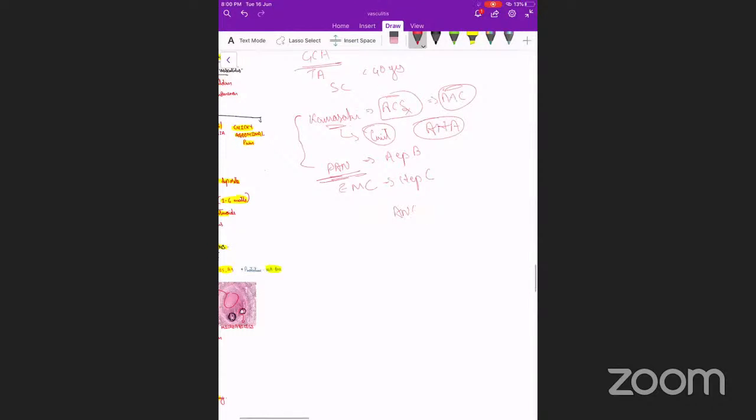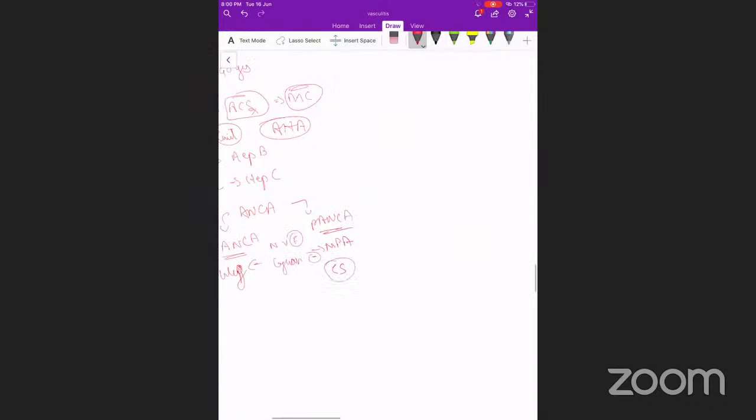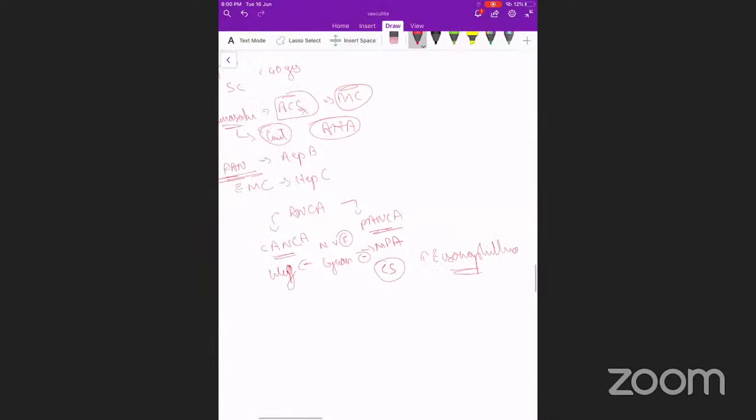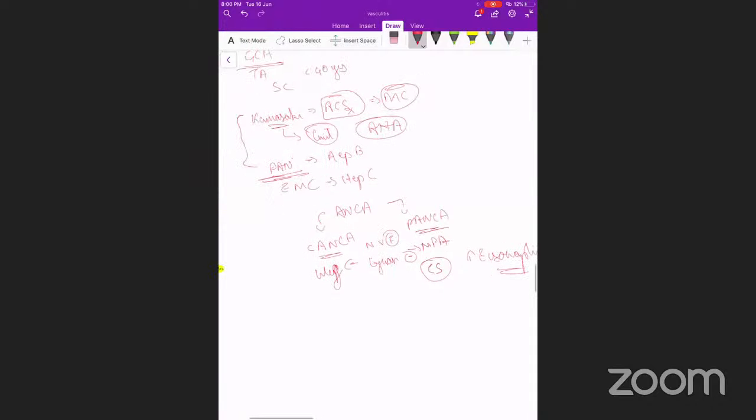In that, ANCA mediated is first: C ANCA and P ANCA. C ANCA had Wegener's. P ANCA had MPA and Churg-Strauss. These two again had similar features. Both will have necrotizing vasculitis, that is fibrinoid necrosis will be there, but there won't be granuloma. Granuloma will be negative in microscopic polyangiitis. In Churg-Strauss, what is important is eosinophilia. Eosinophilia will be there. So this as well is essential mixed cryoglobulinemia. Okay. So this was ANCA mediated.